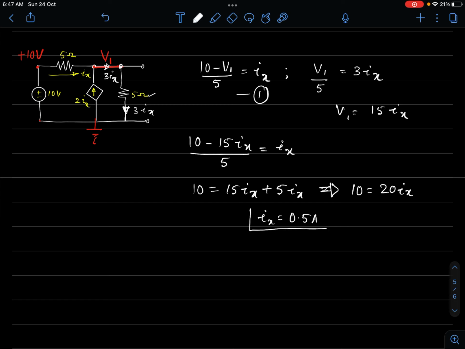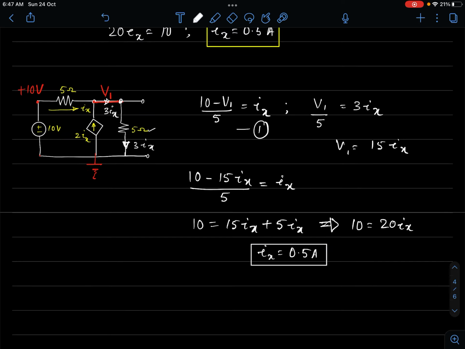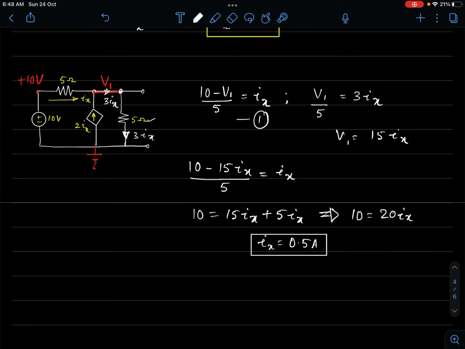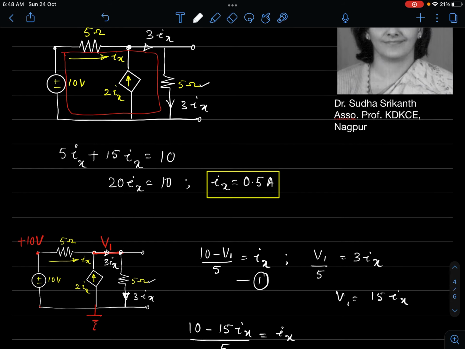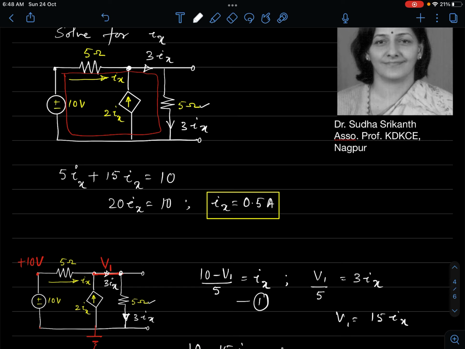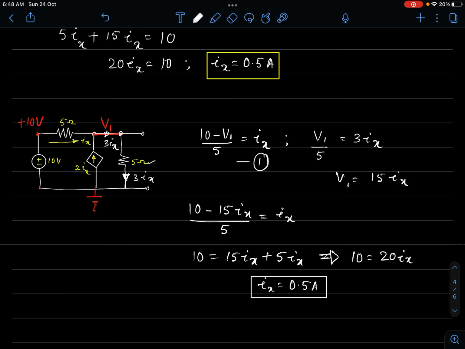So whichever way you do, you arrive at the same answer. That is the speciality of network analysis. Network analysis results in unique values, same values, whatever may be the method. In the previous situation, we approached the same problem using mesh analysis. Now we have approached it through nodal analysis.